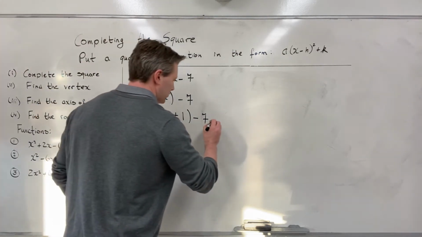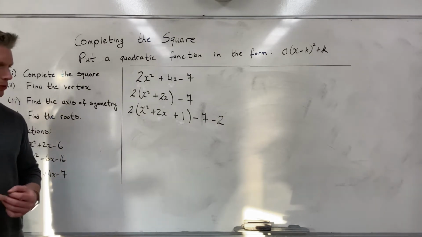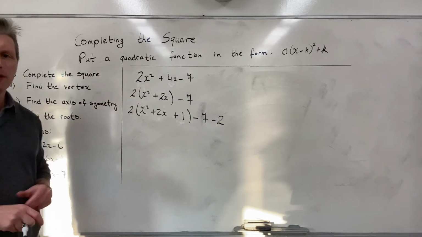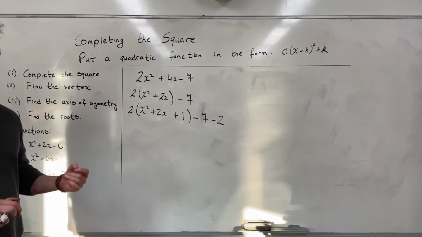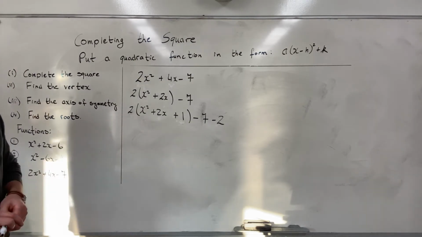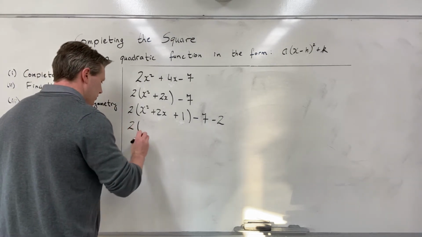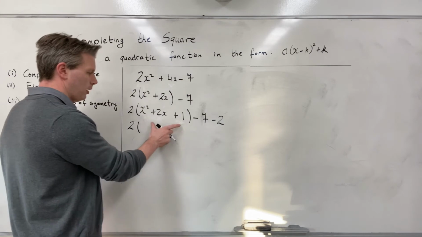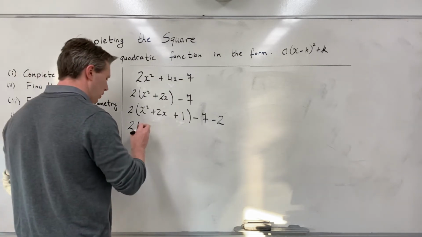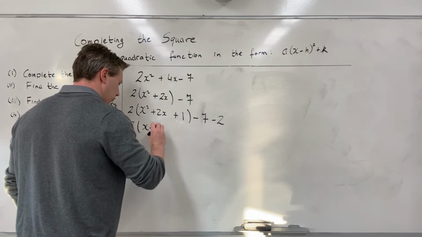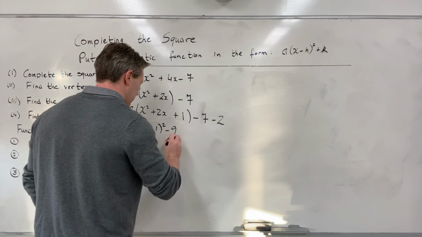And so I must subtract 2 right here. I must remember to subtract 2 right here. That's the difference when you don't have a leading coefficient of 1. Just remember to always catch that detail. Everything else is now just the same. I have a 2 times x squared plus 2x plus 1. This is again a perfect square trinomial. This is really just x plus 1 squared. Minus 7 minus 2 is minus 9.